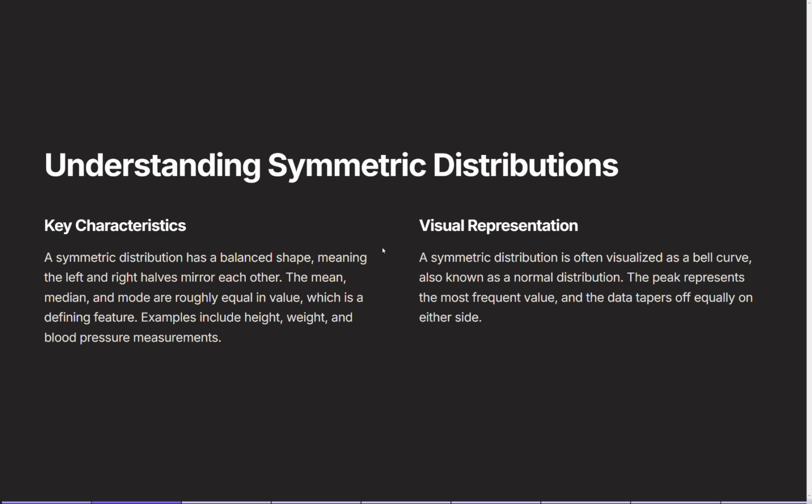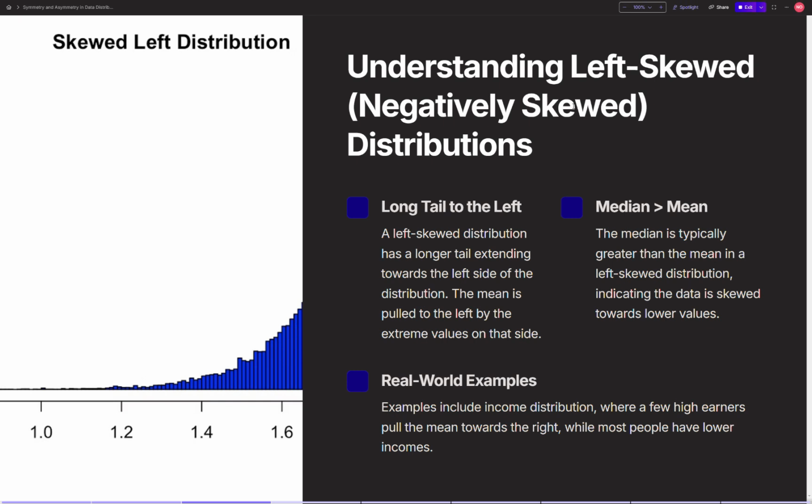On the next slide, I'm going to show you a visual representation of a left skewed and a positively skewed, basically right skewed, distribution. Let's move on to the left skewed first, the negatively skewed distribution. It tends to have a long tail to the left. A left skewed distribution has a longer tail extending towards the left side of the distribution. The mean is pulled to the left by the extreme values on that side. So the median tends to be larger than the mean for the left skewed distribution, indicating the data is skewed towards lower values. So it focuses more on lower values.